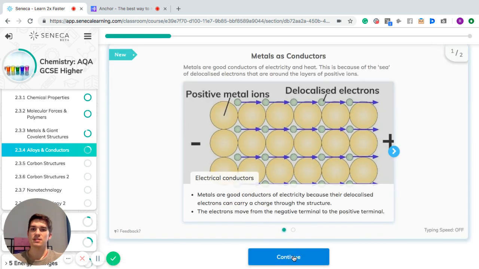And metals as conductors, they're actually really good conductors of both heat and electricity. And this is because they have what we call a sea of delocalized electrons that are around the layers of positive ions. Now, metals are good conductors of electricity because their delocalized electrons are able to carry a charge through the structure. And the electrons move from the negative terminal to the positive terminal.